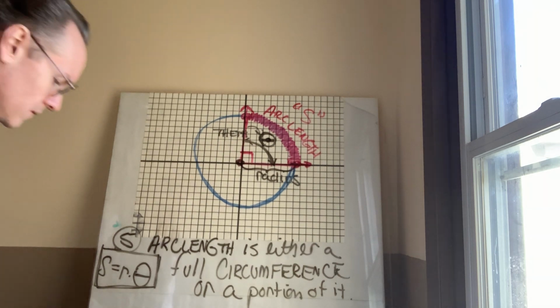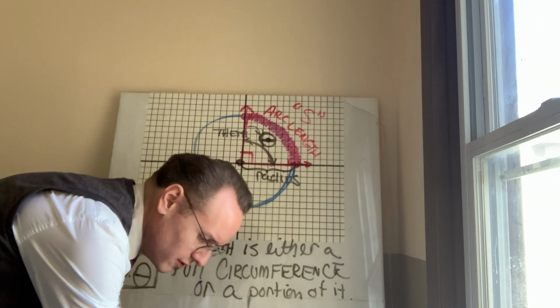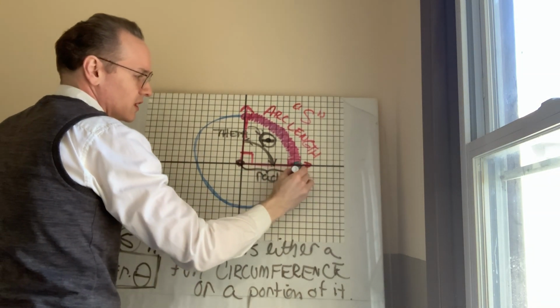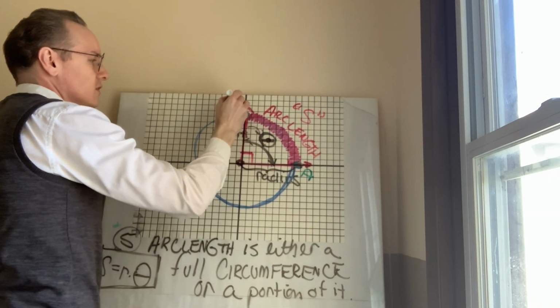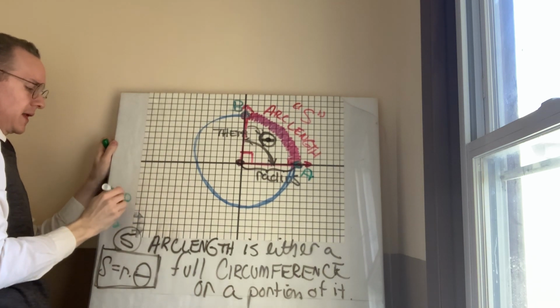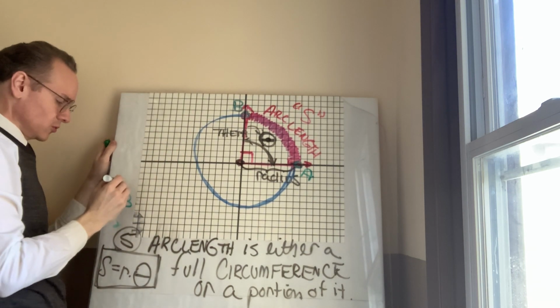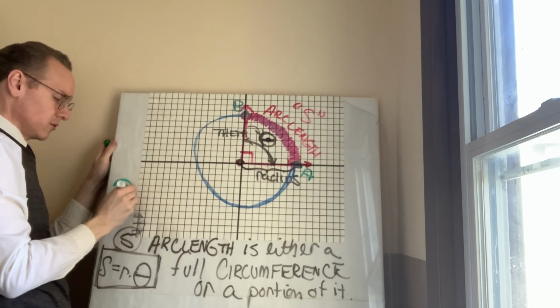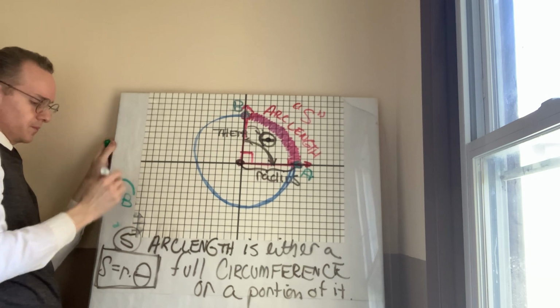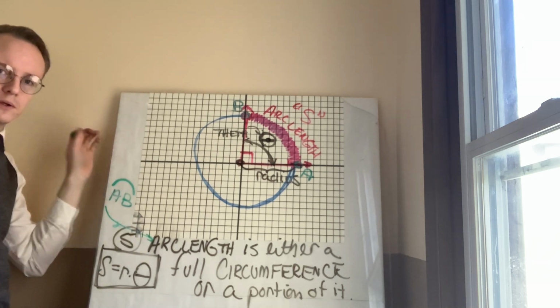Arc lengths are abbreviated according to whatever the endpoint letters are. If there's again an A here, let's just say that there's a B here. If you see this A, B, and then specifically, sorry for the squeaking, a curve that runs like this above the two letters, understand that that's what it's referring to, an arc length.